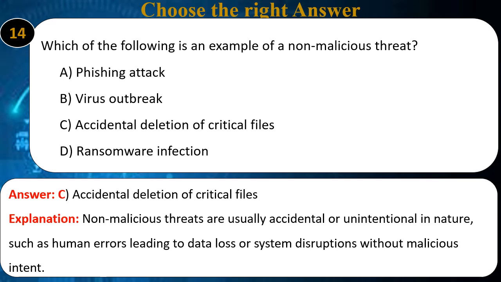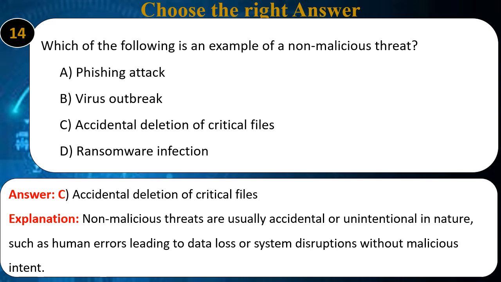D. Ransomware infection. Ransomware encrypts files and demands payment for decryption. It is a form of malware used to extort money from victims. Accidental deletion of critical files, on the other hand, is not caused by malicious intent. It could be due to human error, technical glitches, or unexpected software behavior. While it can have serious consequences, it is not a deliberate attempt to cause harm.